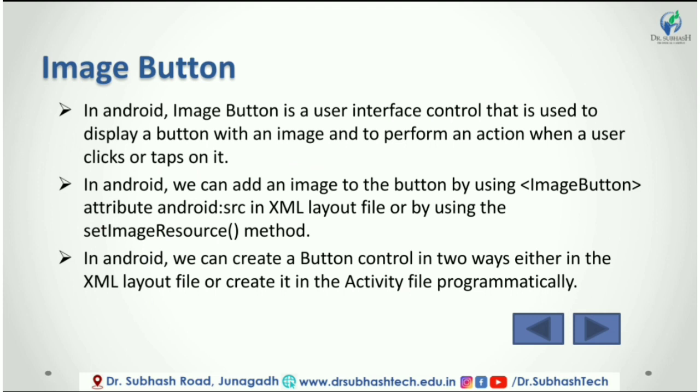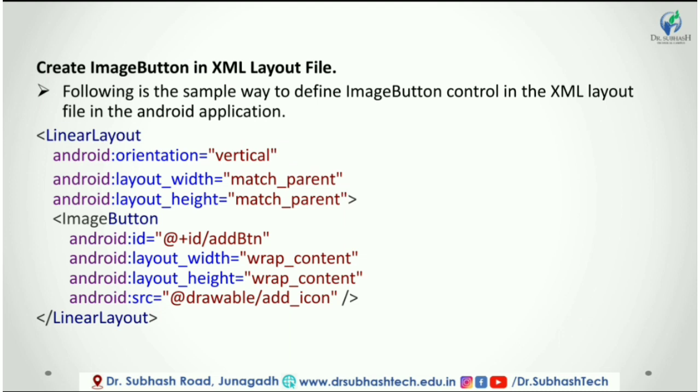In Android we can create an image button control in two ways, either in the XML layout file or programmatically in the activity file. The first way is to create an image button in the XML layout file. Following is a sample way to define an image button control in the XML layout file in an Android application. If you observe the above code snippet, here we define an image button control and we are showing the image from the drawable folder using the android:src attribute in the XML layout file.